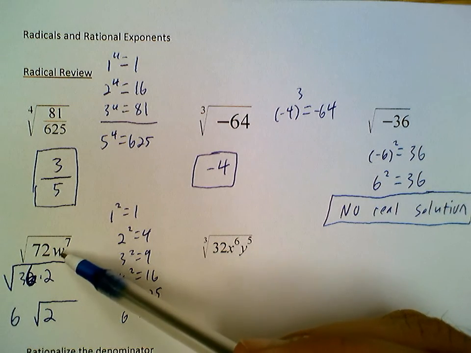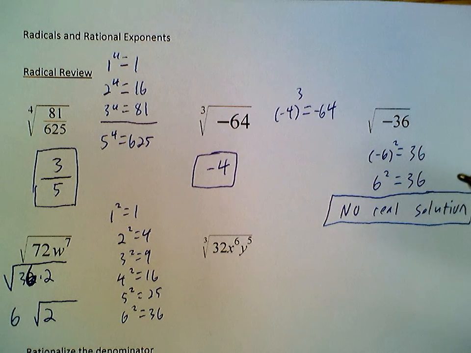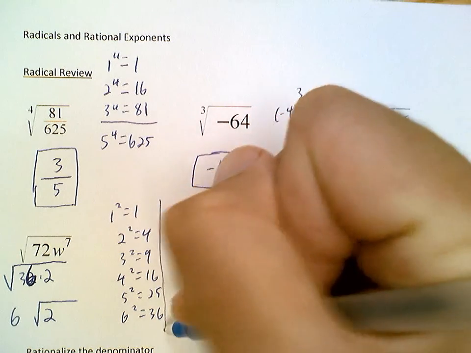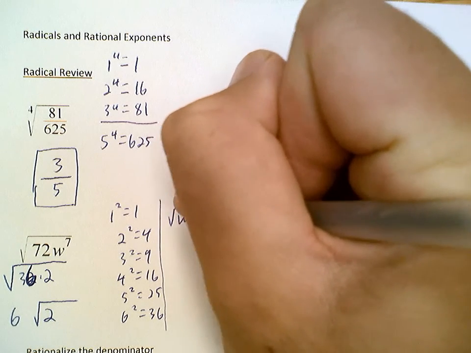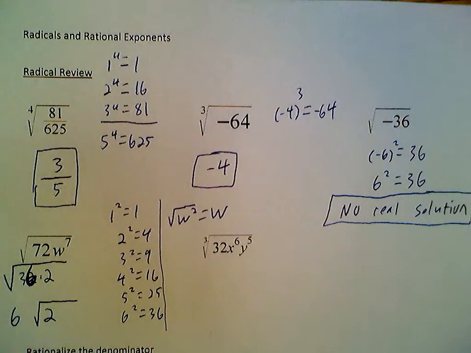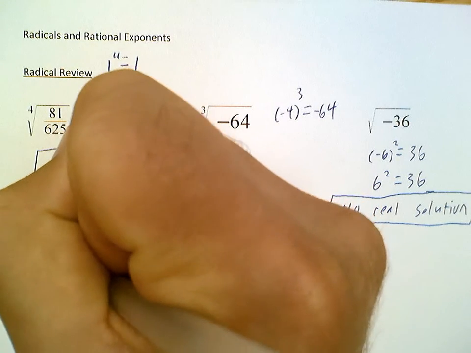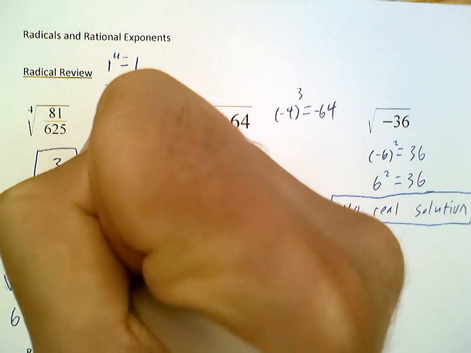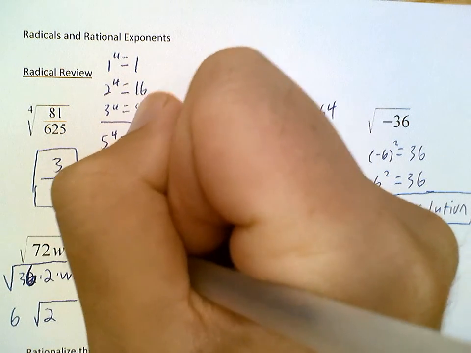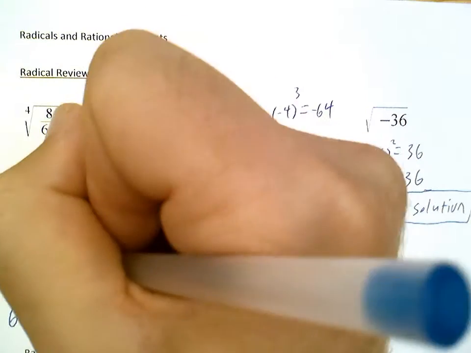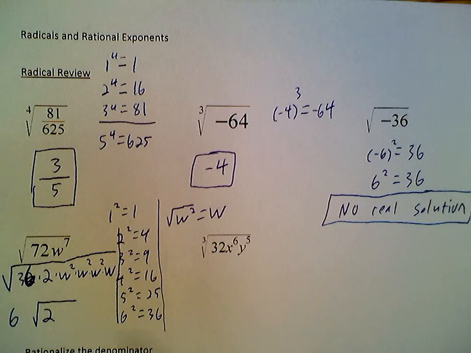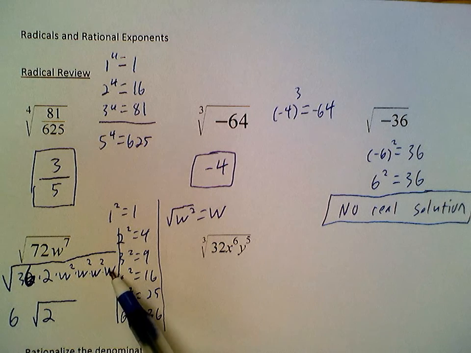What about the variable? I got w to the 7th. Well, w to the 7th is not a perfect square, but just like the numbers, there are perfect squares that go into it, because if you were to take the square root of w squared, that's just w. So anytime you have a w squared, you can take it outside of the square root. And there's actually several squares that go into w to the 7th. You can break down w to the 7th to be w squared, w squared, w squared, and then w to the 1st.